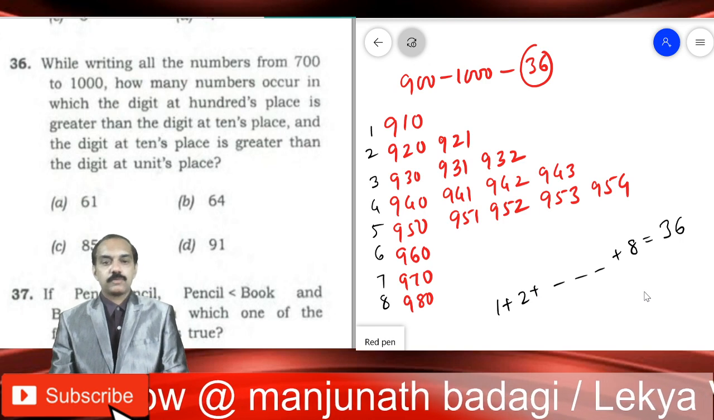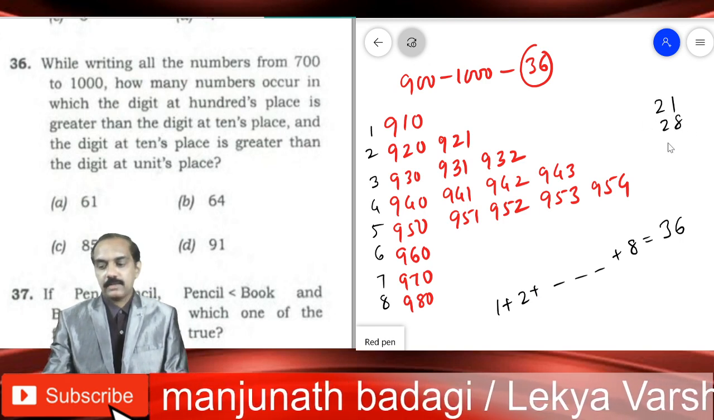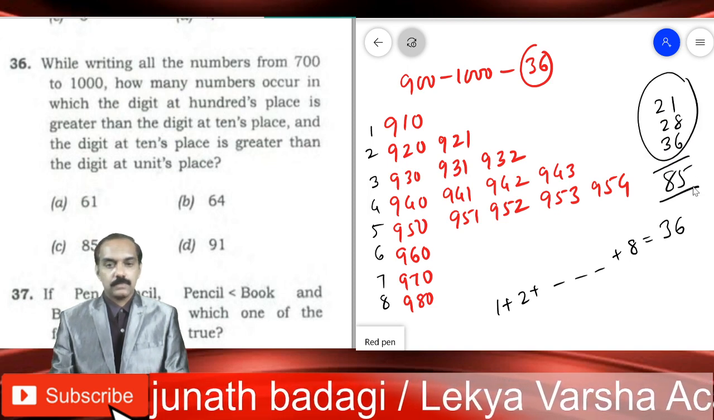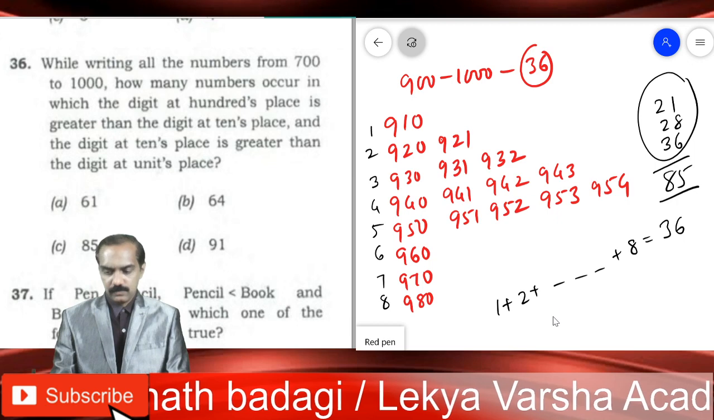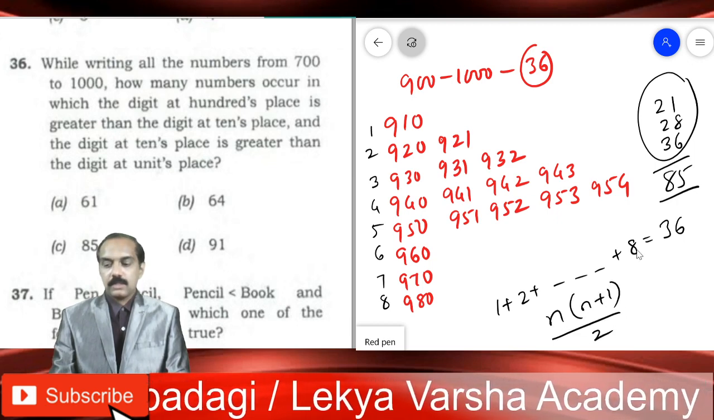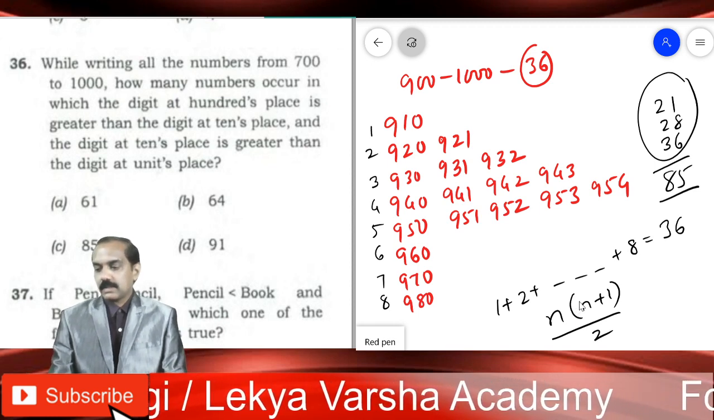So all of them together will give you 85. 21, 28, then 36. All these together 85. Right? And to add these numbers, we have got the formula. This is the formula to be used. N will take here 8. Right? This is about 36th one.